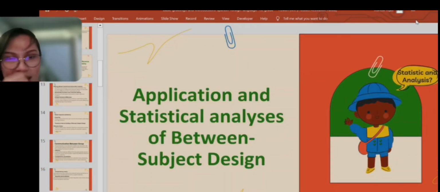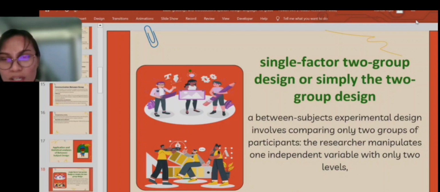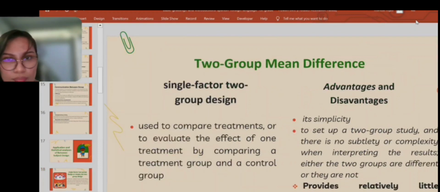So, application and statistical analysis of between subject design. So, single factor, two-factor group, or simply the two-group design. So, between subject experimental design involves comparing only two groups of participants. So, the researchers manipulate one independent variable to two levels. So, ito yung single factor two-group design used to compare treatment, or to evaluate the effect of one treatment by comparing a treatment group and a control group.